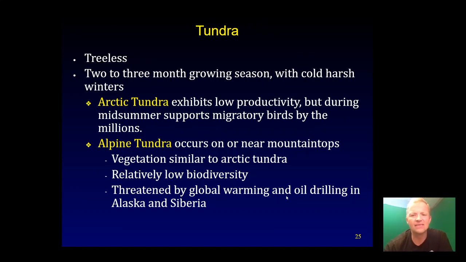But once again, it exhibits low productivity, but during midsummer it supports migratory birds by the millions. So they just come there and eat what there is there and then migrate out of there pretty quickly. Alpine tundras occur near mountaintops, but vegetation is similar to Arctic tundra, with relatively low biodiversity, right? You don't have a whole lot of different biodiversity.